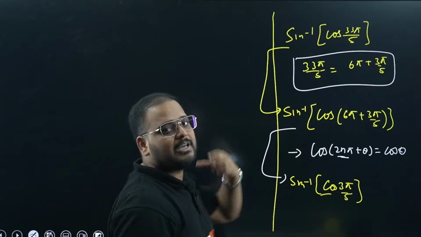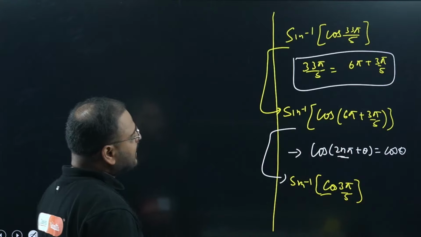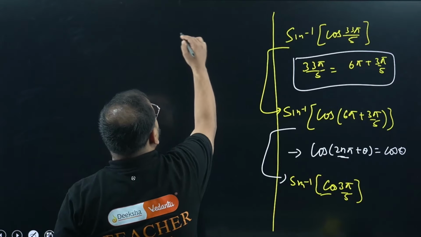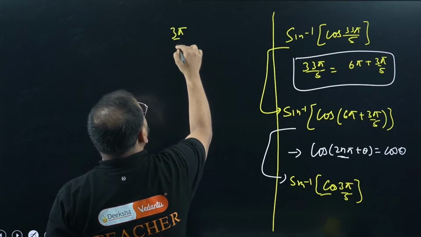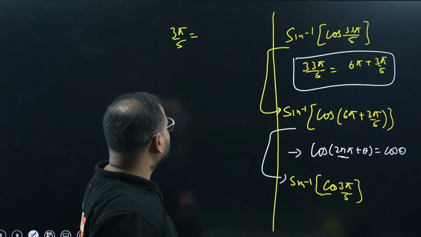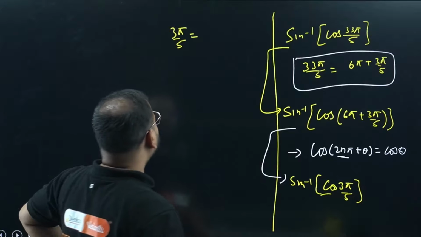By using pi by 2. Let's try. How can we use pi by 2? So again, what will happen? We have to transform the angle only, right? So what is my angle? 3 pi by 5. How can we use pi by 2 to get 3 pi by 5? Think. Is the angle more than pi by 2?